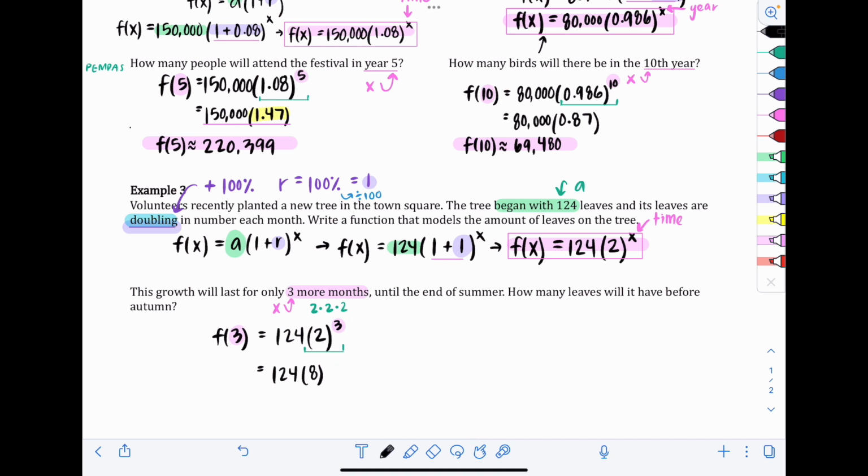And then now we can just multiply those 2 together. So again, you can use the calculator the same way we did the previous problems. But 2 times 2 times 2 is a little bit easier to figure out than 0.986 to the 10th power like we did over here. So we'll do 124 times 8, and that is 992. So f of 3 is 992. That means that the tree is going to end up with 992 leaves before they fall out.